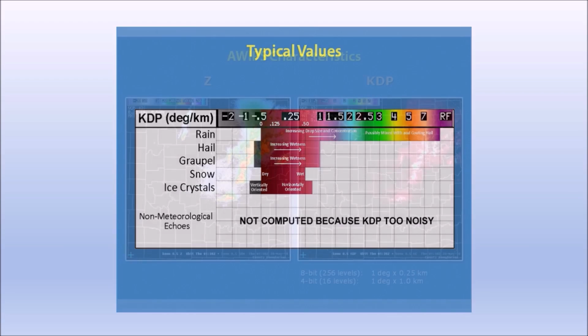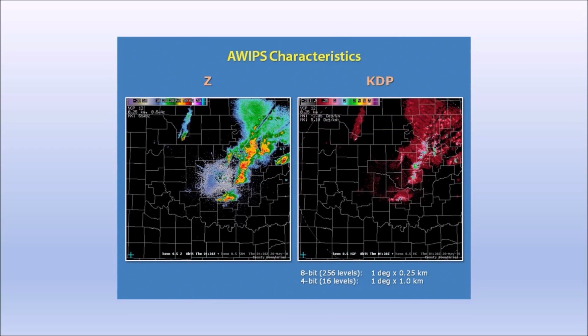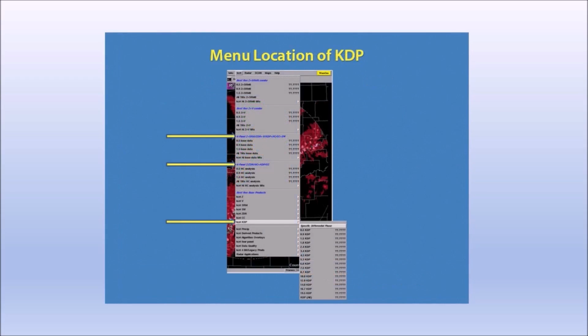KDP's characteristics. On the right is an example of what KDP looks like in D2D with reflectivity shown on the left for reference. KDP will be available in two data levels of resolution, 8-bit at 1 degree by 0.25 km and 4-bit at 1 degree by 1 km. KDP products are available on all elevation angles. Menu location of KDP. KDP can be found here, yellow arrows, inside the dedicated radars drop-down menu.